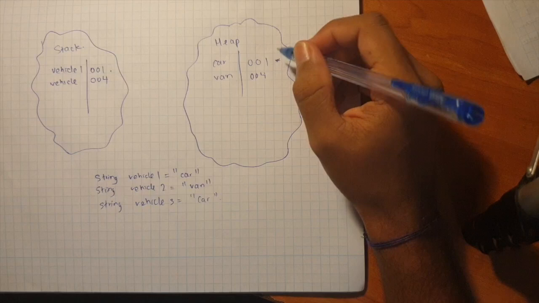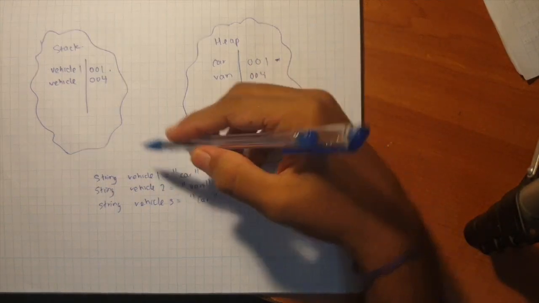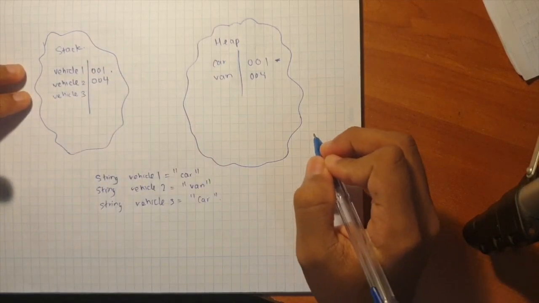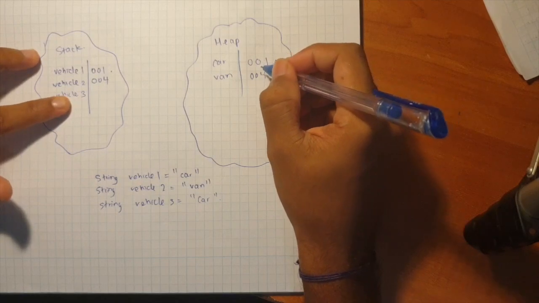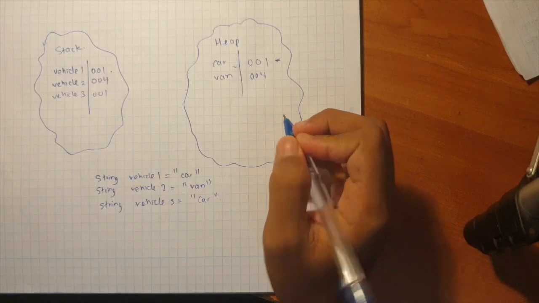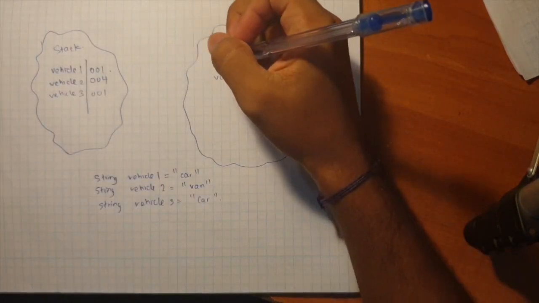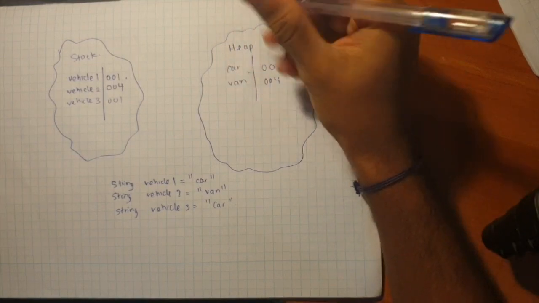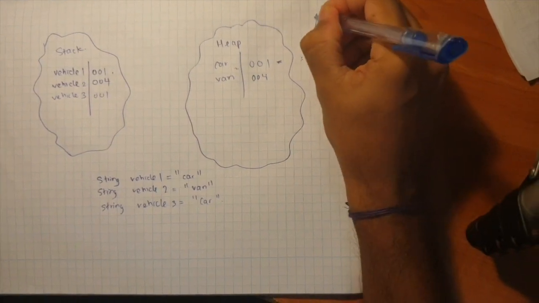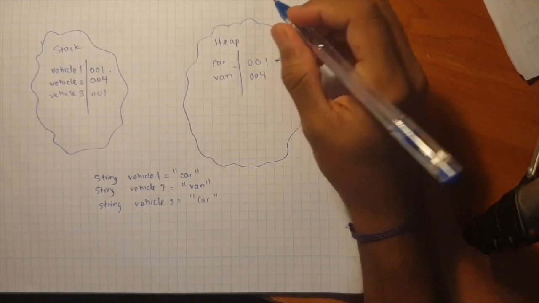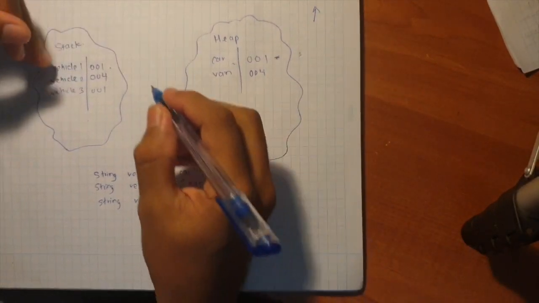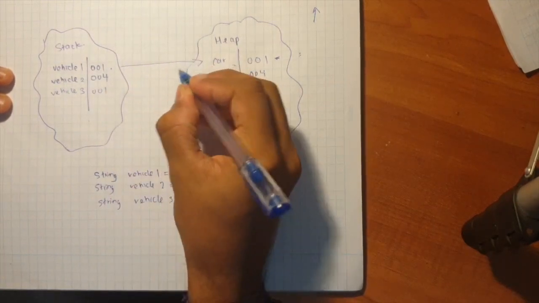Instead, the variable vehicle 3 will be added to the stack memory along with the reference address of the value car as 001. As a result of this, the space in the heap memory is saved, resulting in the performance of the system increasing, which I stated was a reason for strings to be immutable. As you see, both vehicle 1 and vehicle 3 are pointing at the same value.